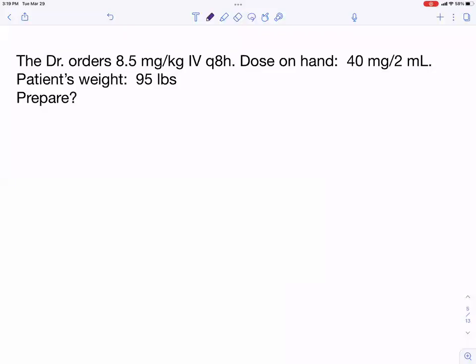So in this problem, the doctor orders 8.5 milligrams per kilogram, IV every 8 hours. That's intravenously. What's available, dose on hand, means maybe that's what pharmacy delivered, or that's what's in the patient's home if you're working home care. So I have an order, the given, I have what's available, dose on hand, and I have a weight. So what am I preparing?